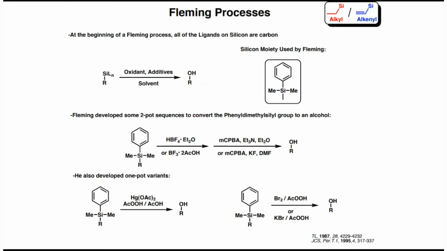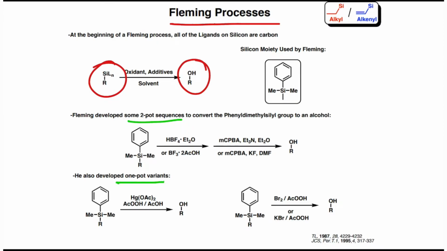Now let's discuss this Fleming process. In this Fleming process, the silane is converted into the corresponding alcohol, and this Fleming process is divided into two methods. One is the 2-pot sequence and the other is the 1-pot sequence. What is the 2-pot sequence? Here this phenyl dimethyl silane with an alkyl group is first reacted with HBF4 and ether or BF3 acetic acid. So what it produces in the first step, I am writing here.